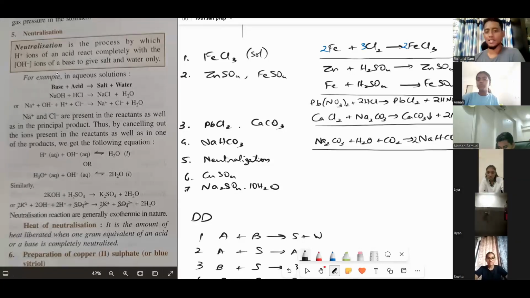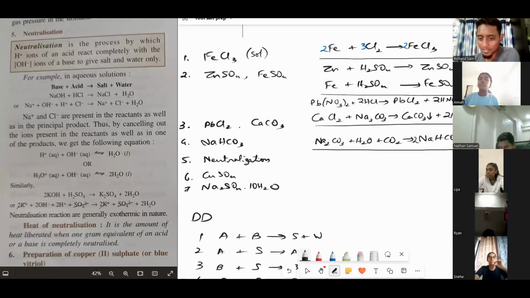All right, the next reaction is neutralization reaction. What is neutralization reaction, Aman? Acid plus base gives salt and water. That's all you have to say. What is neutralization reaction?